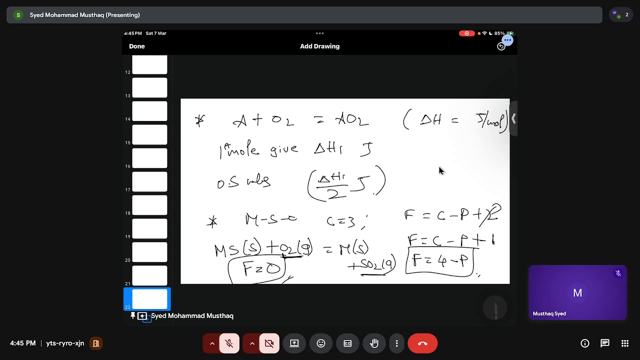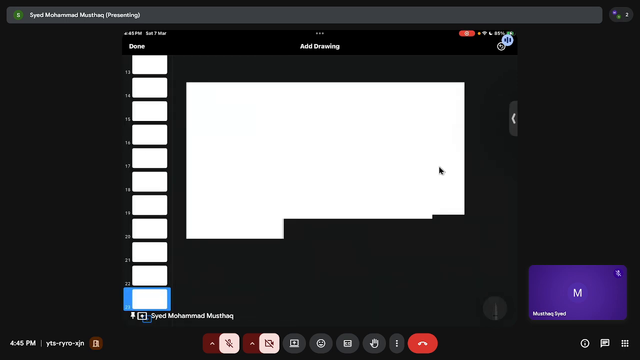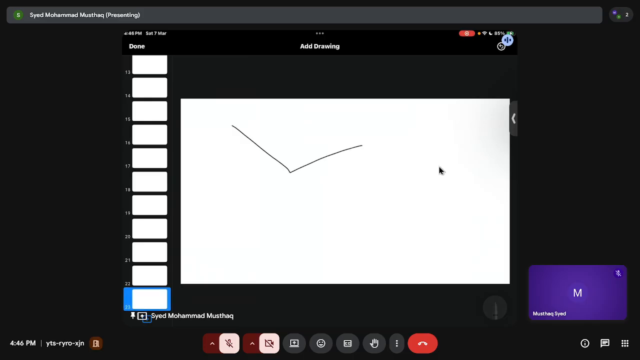So now if I have a single phase region in my predominance area diagram, let's say this is my region. This is my whole region. On this region I can change PO2 and PSO2, both can be changed, and I can lie at any point, right?